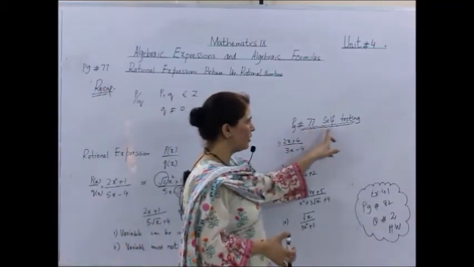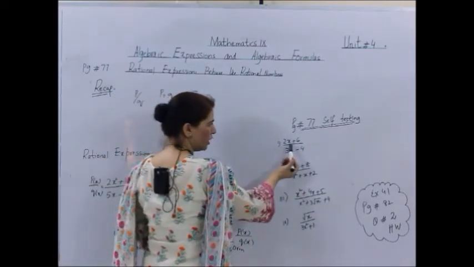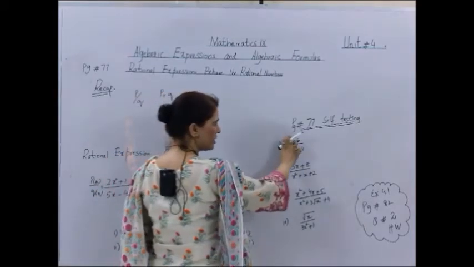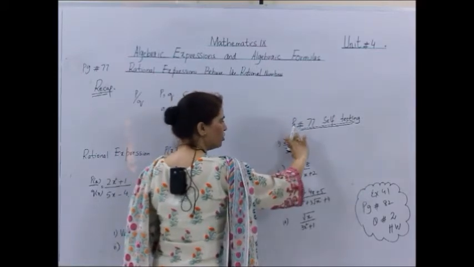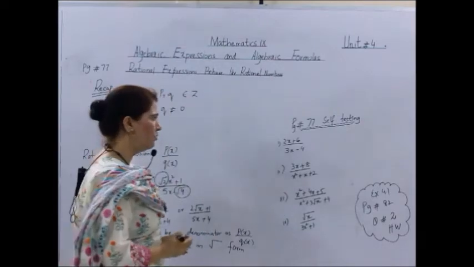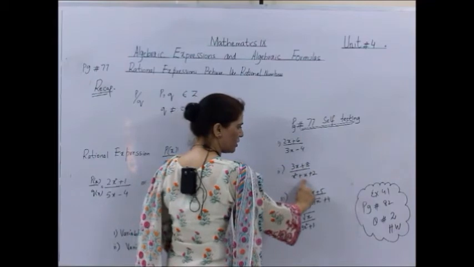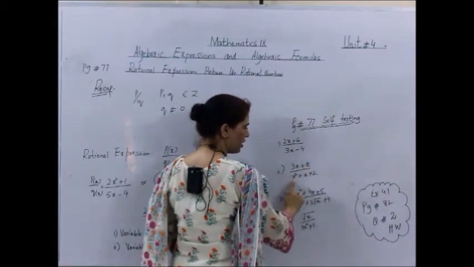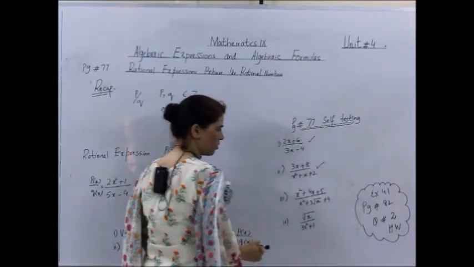Now come to page number 77, where self-testing is there. Look at part 1: 2x plus 6 by 3x minus 4. Yes, p(x) by q(x), and the variable is not in square root form, so it is a rational expression. Part 2: 3x plus 8 by x square plus x plus 2, p(x) by q(x) form. Yes, and the variable is not in square root form, so it is a rational expression.